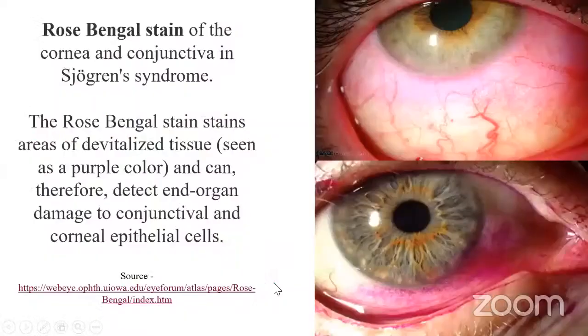The next one is rose Bengal stain. The rose Bengal stain is usually used to see the cornea and conjunctiva in Sjogren syndrome. The rose Bengal stains the areas of devitalized tissue, seen in purple or pinkish color in the images, to detect end organ damage to conjunctival and corneal epithelial cells.